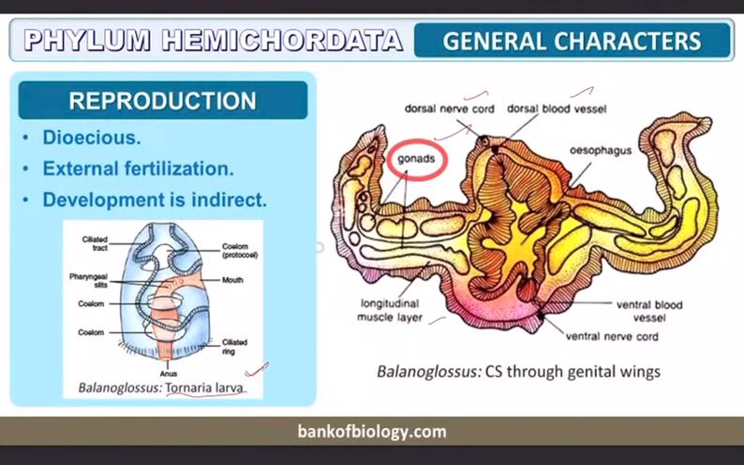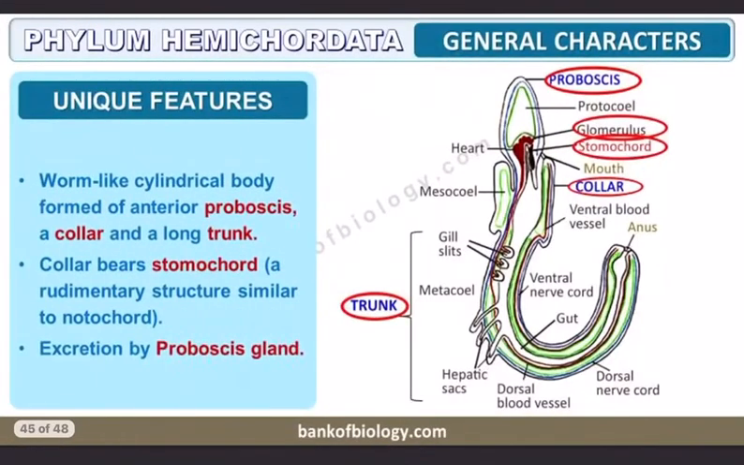Balanoglossus has the Tornaria larva, because development is indirect. You can see the presence of gonads here, and there is a longitudinal muscle layer, a dorsal blood vessel, and a nerve cord, which means the nervous system also started developing. And of course the digestive tract, right from mouth, esophagus, is also well developed.